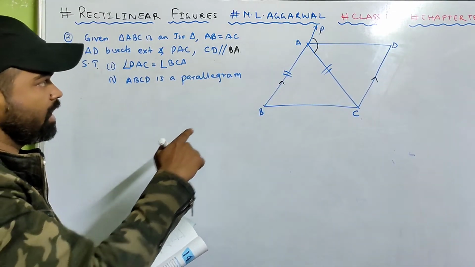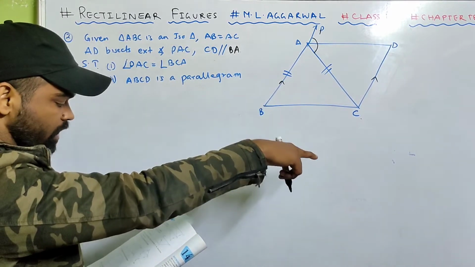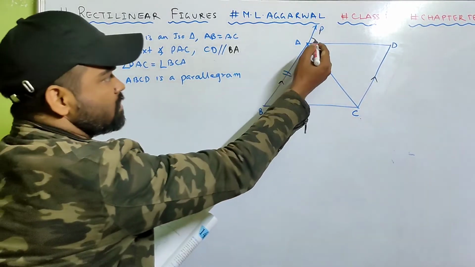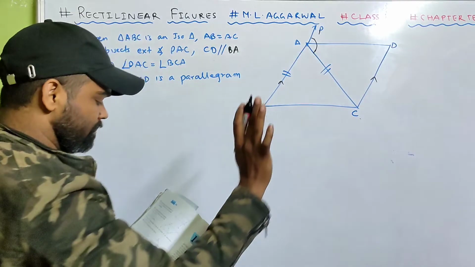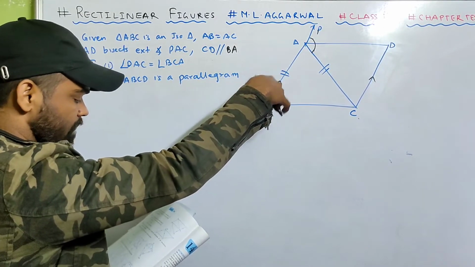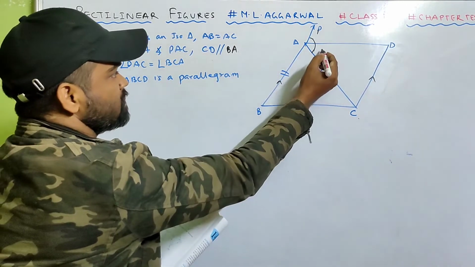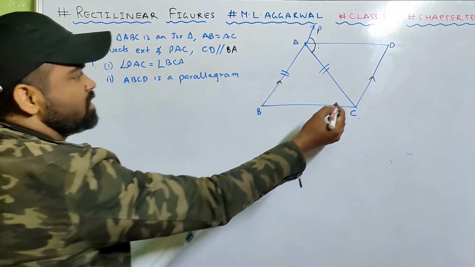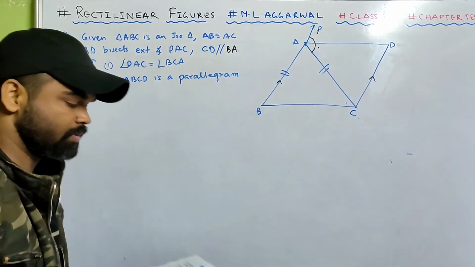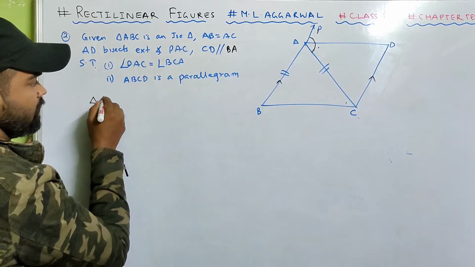In the adjoining figure, ABC is an isosceles triangle in which AB is equal to AC. AD bisects exterior angle PAC, which means this whole angle is bisected by AD, that is given to us, and CD is parallel to BA are marked. Show that angle DAC, which means this angle, and angle BCA, this angle, are equal, and ABCD is a parallelogram.